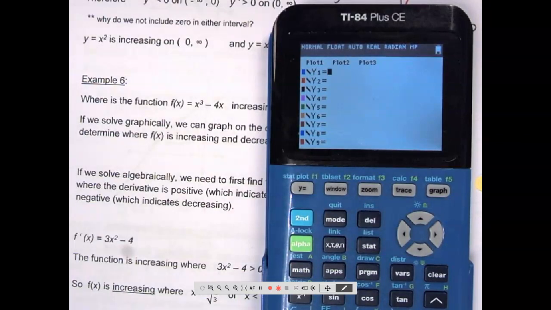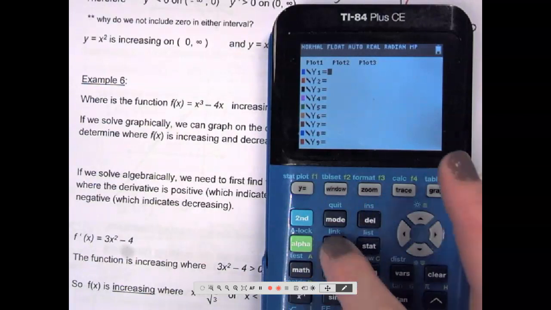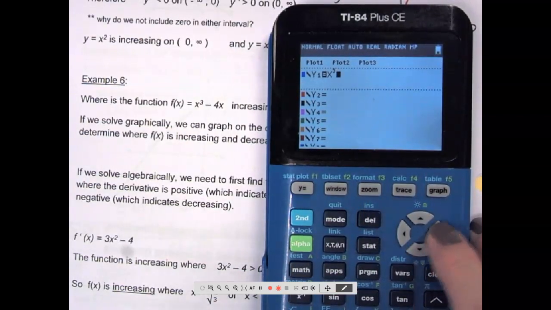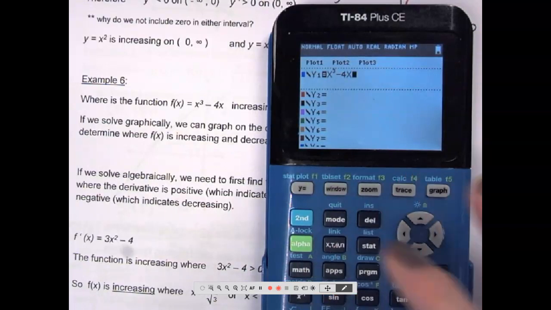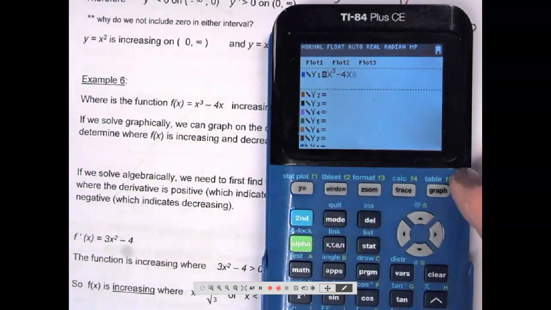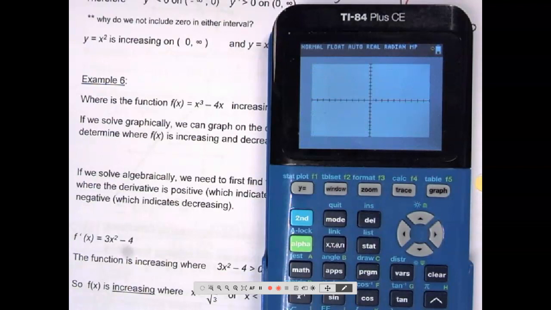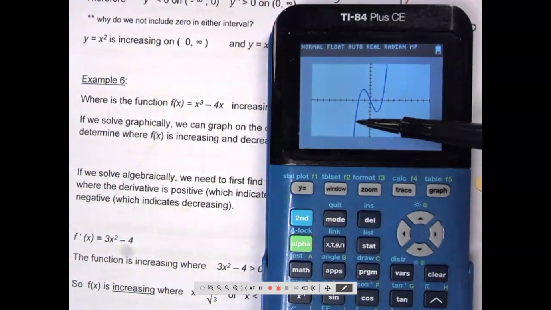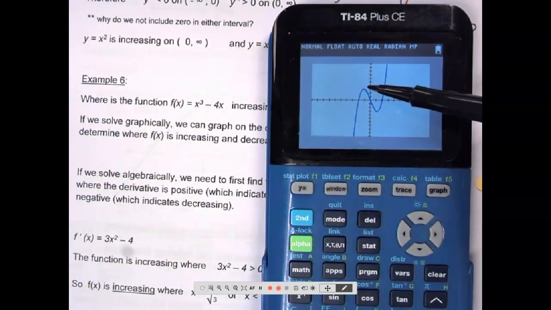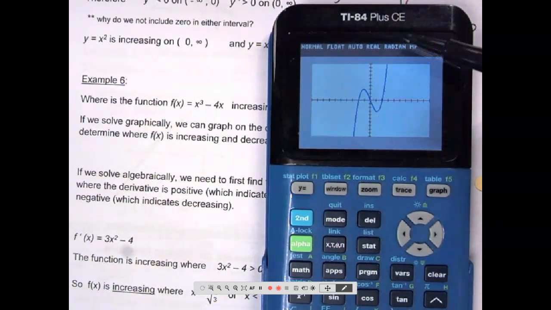Humidity's killing me. Alright, so I see that it's a cubic function, so don't you kind of have an image in your head of what it's going to look like? Like some version of a cubic function. I do have this minus 4x, so that's going to change it a little bit. And there we go. Okay, so I see several things going on here. If I want to know where it's increasing, remember I'm reading it left to right. So I'm increasing, I'm going uphill until I get to that maximum point. Then I'm decreasing until I get to that minimum point, and then I'm increasing.